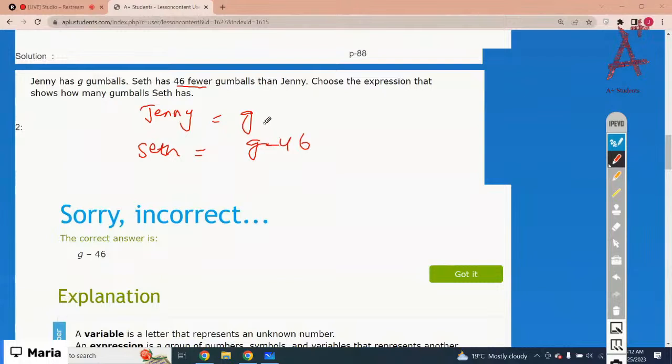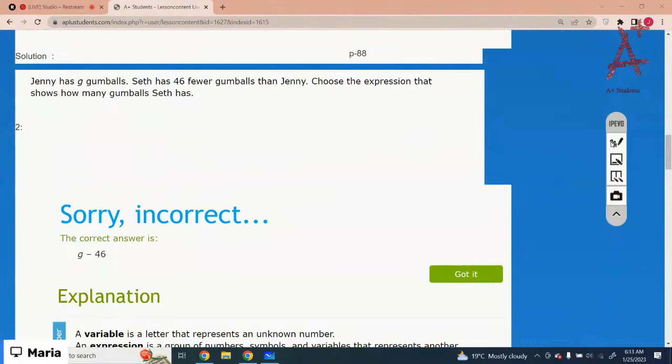So you can check. For example, Jenny has 50. Got it? Just check Seth. Seth would be 50 minus 46. That means he has just 4. Got it? You can check using different values. Got it? Okay, let me just read the explanation.